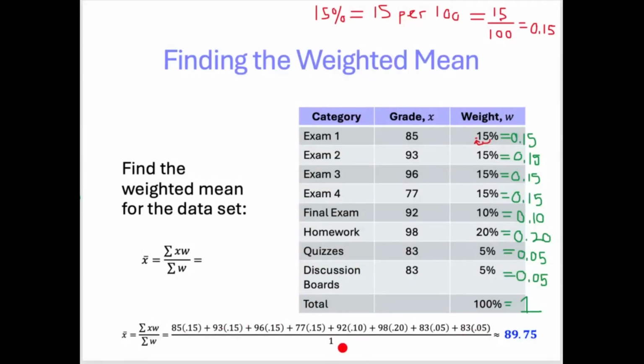And then we divide that by the total weight, which in this case just added up to 1, but that's not always the case. And when we do that, we get 89.75 approximately. And that's our weighted mean. Now, let me show you how to do this in the calculator.